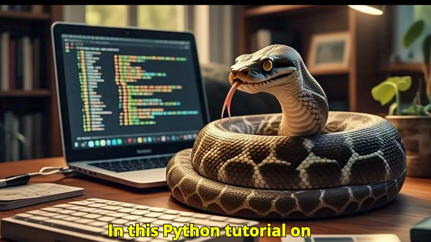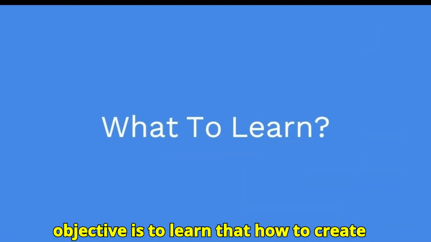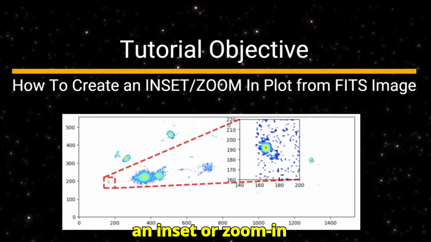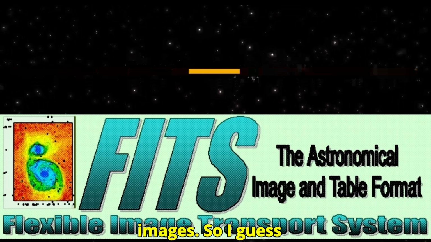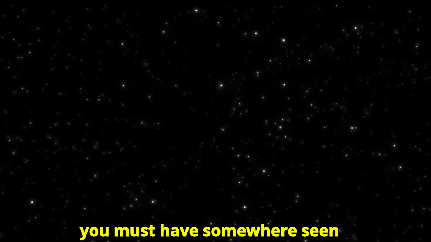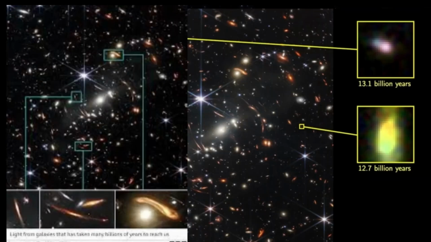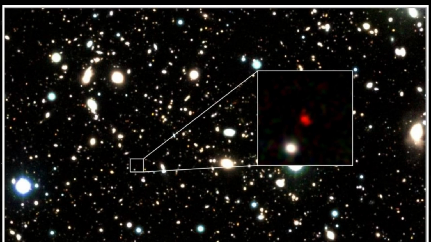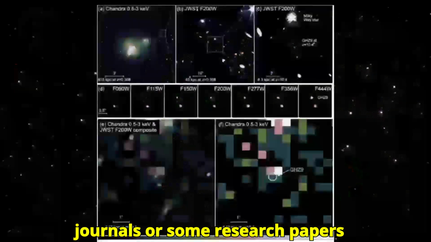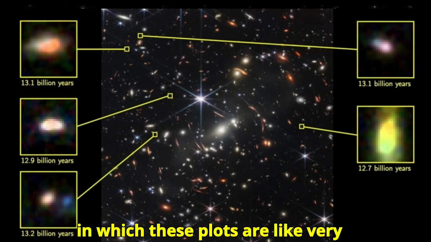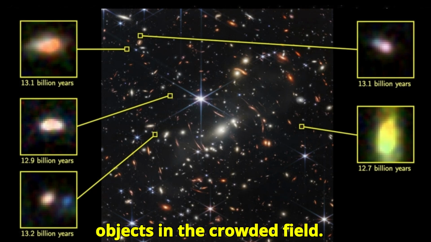In this Python tutorial on astronomy and astrophysics, our objective is to learn how to create an inset or zoom-in plot from astronomical FITS images. I guess you must have seen these kinds of images somewhere, either in newspaper articles, scientific journals, or research papers, in which these plots are very common to visualize objects in a crowded field.